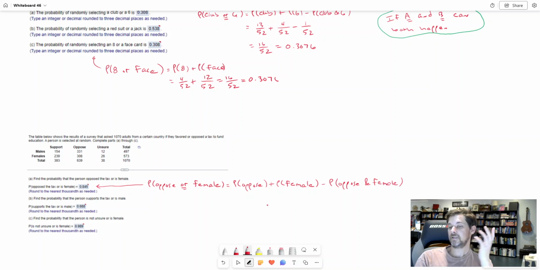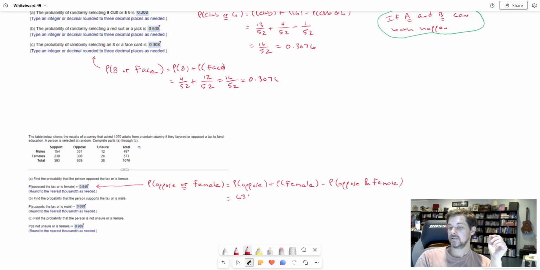Okay, so that's how I do it. So let's think about this one. What are the odds that I pick somebody at random out of this group and they oppose the tax? Well, I'd have to think, how many people oppose the tax versus how many people are there total. Among the people that oppose the tax, there's 331 males, 308 females, 639 people total.